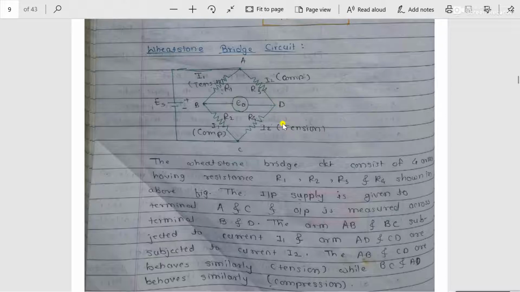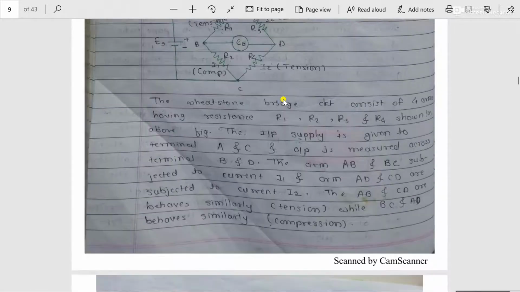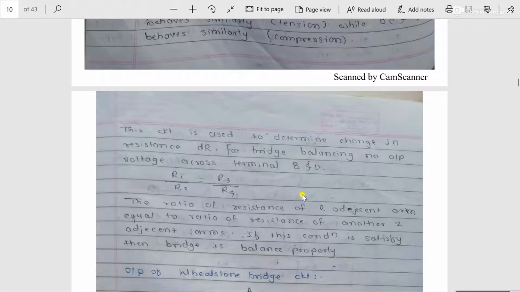So for that purpose, what is our requirement? We have to balance that particular Wheatstone bridge circuit. What is meant by balancing? Balancing of the bridge circuit means there is no output across the terminal B and D, or there is no output across the display device. So making that display 0, that process is called bridge balancing. So if I have to balance that particular bridge, I have to satisfy this particular condition.